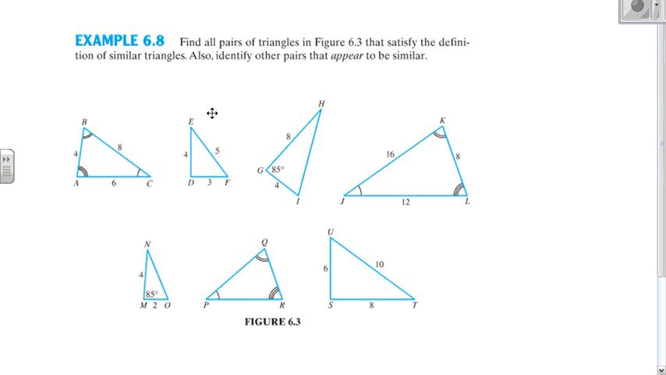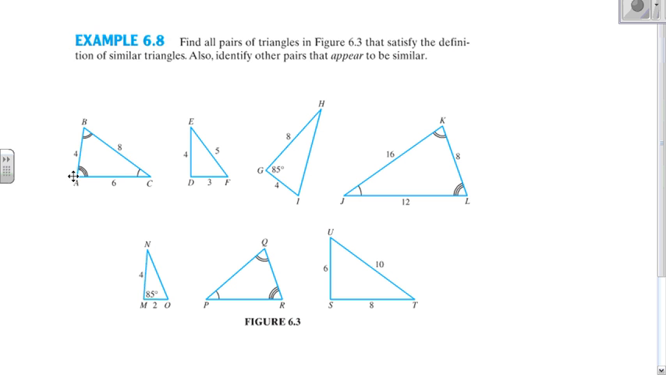So here's an example related to similarity. Find all pairs of triangles that satisfy the definition of similar triangles. Also identify other pairs that appear to be similar. So the definition of similar triangles is that all three angles are congruent and all three sides are proportional.